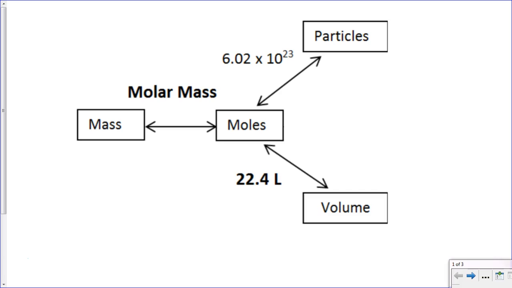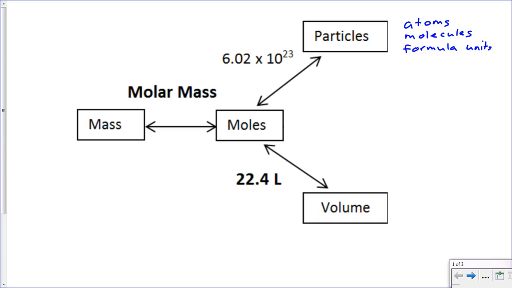Particles, to remind you, are things like atoms, molecules, or formula units. So as a general process, if you're looking at this flow chart, if you need to go from mass to moles, or moles to volume, or particles to moles, or moles to particles, or any of those things, those are one-step conversion factors. However, if you wanted to go from something like mass to volume, that's a two-step process because mass isn't directly connected to volume.